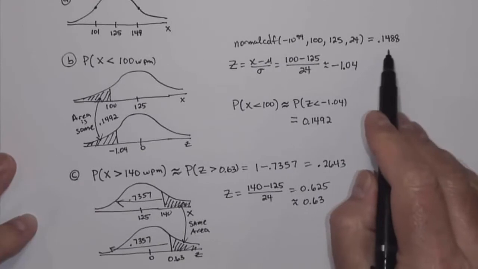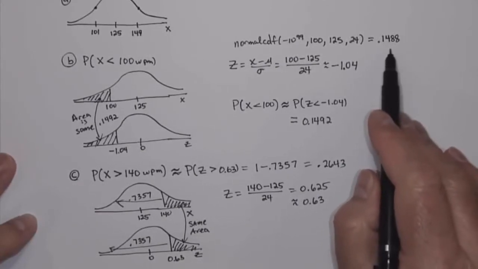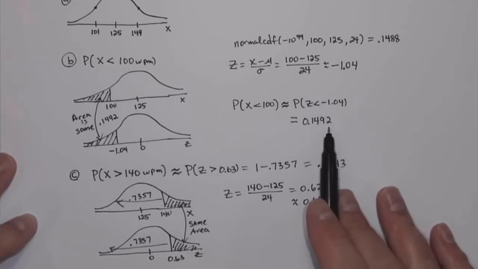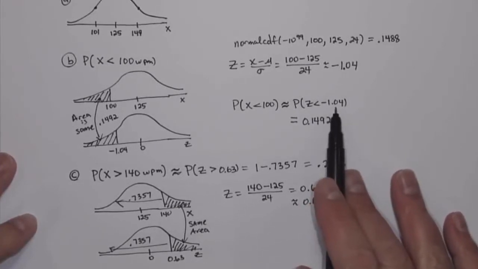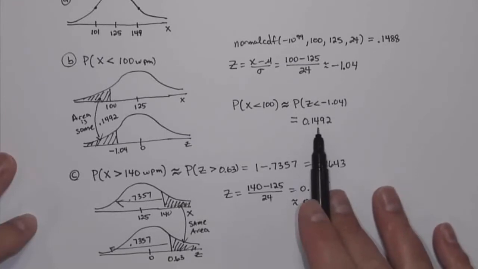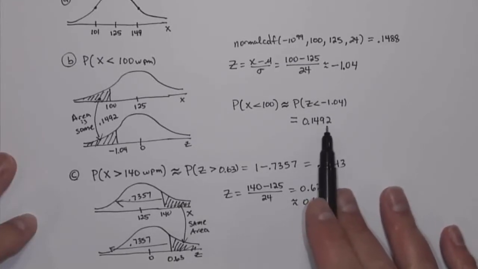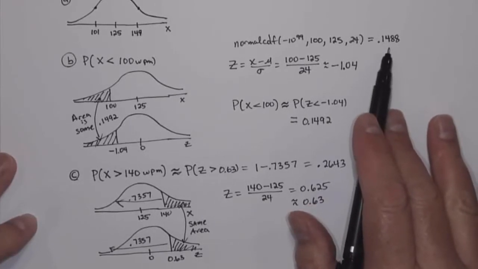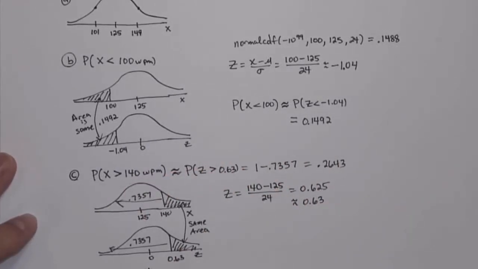Now notice there is a slight discrepancy between my answer here and my answer here. And that is because I had to round my z-score. So the fact that I rounded my z-score actually made my probability off by a few 10,000ths. So this is actually a more accurate probability based on my model.